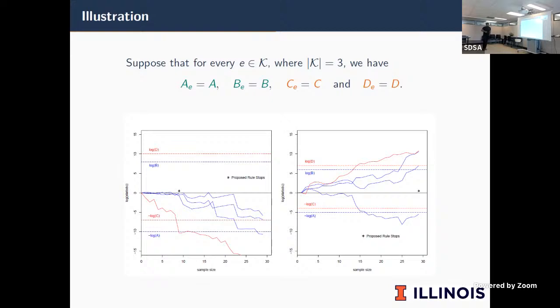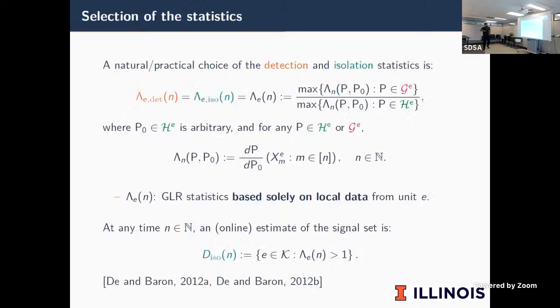In the first case, when there is no signal, what you want is the detection statistic to go below some threshold, and that's where we stop. We just see the first time the detection statistic goes below. And in the alternative case, when there is at least one signal, what we want is the detection statistic to go above, and the isolation statistics are either large or small. If it is small, then it's a non-signal. If it is large, it's a signal. So this is how we design our proposed test.